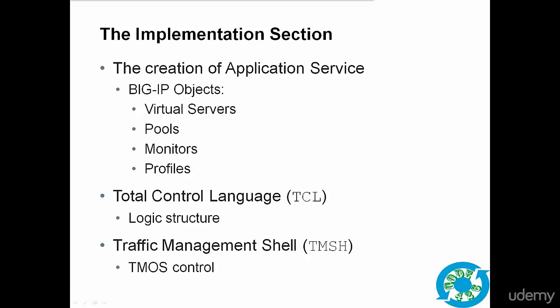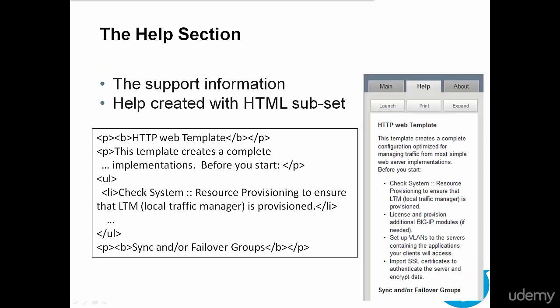The implementation section uses user entries to build a configuration that will control traffic and contain the TMOS Traffic Management Shell and TCL (Tool Command Language) code that performs the actions of the template on the BIG-IP system. iApps can expose any capabilities enabled by TMOS. The help section gives tips and examples of how to format your code in iApps.